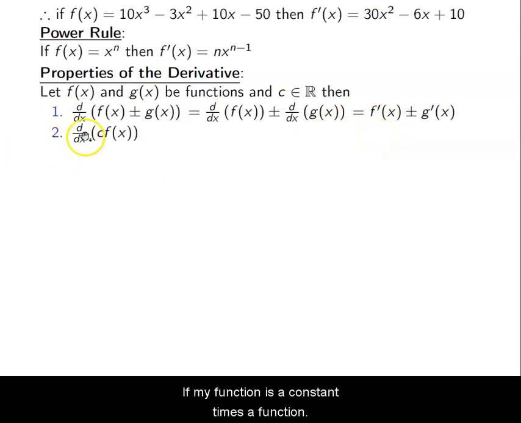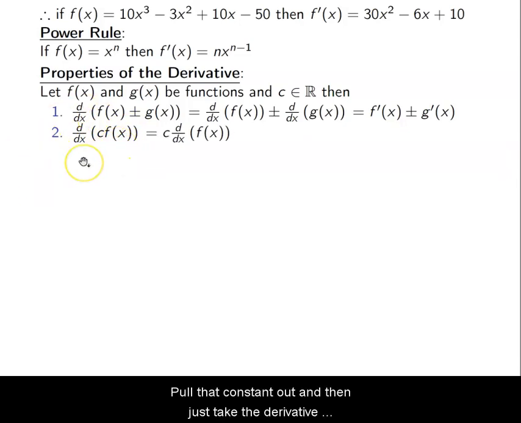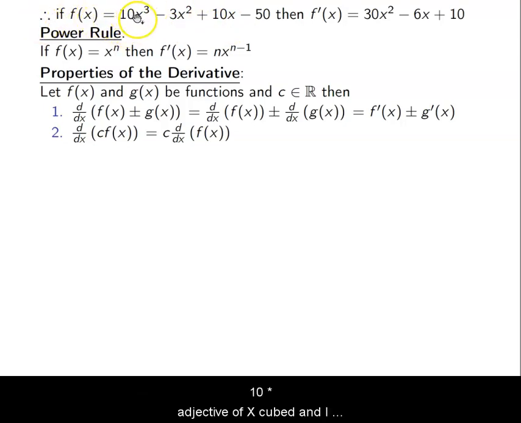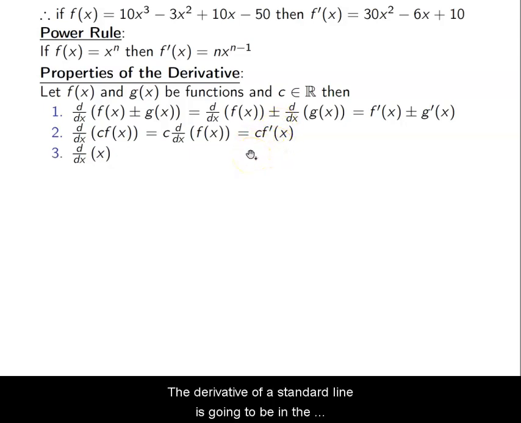Okay. If my function is a constant times a function, then just like with limits, I can pull that constant out and then just take the derivative of the function. So as I was saying before, which we did not do, I could have just looked at this as 10 times the derivative of x cubed, and I would have had 3 times x squared, and then multiply that times 10, and I still get 30x squared. So I can always pull out this constant value and just focus on the function itself. Okay, or in prime notation, it's c f prime of x.